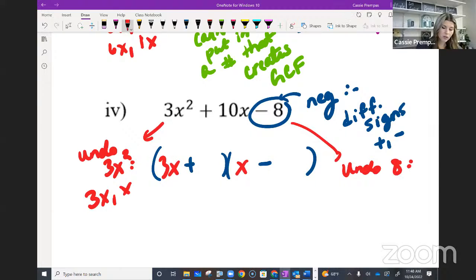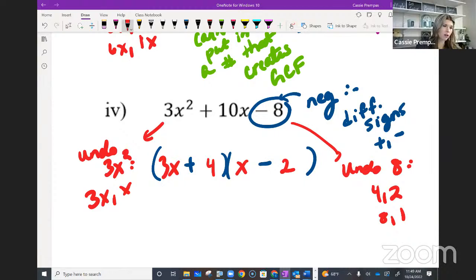That could be 4 and 2. And if that didn't work, what would be my last choices? 8 and 1. Now, 4 and 2 both don't share a GCF with 3x. So I don't know which one it is. Let's just try a 4 here and a 2 here. It's trial and error. That's what we call this strategy.